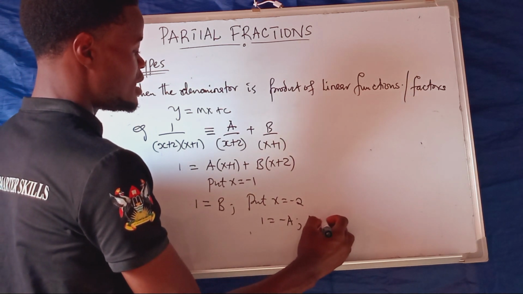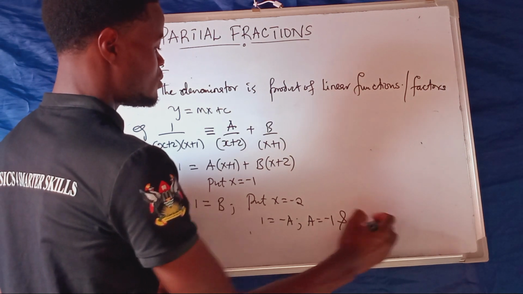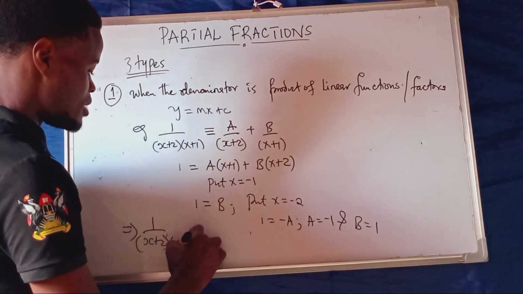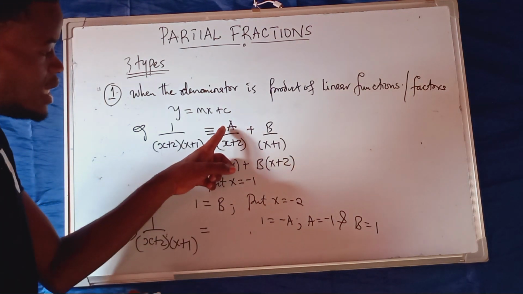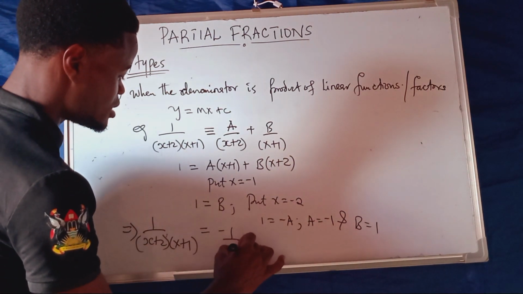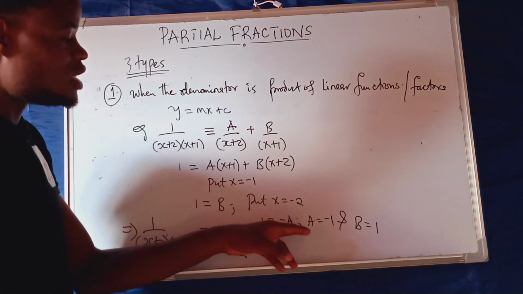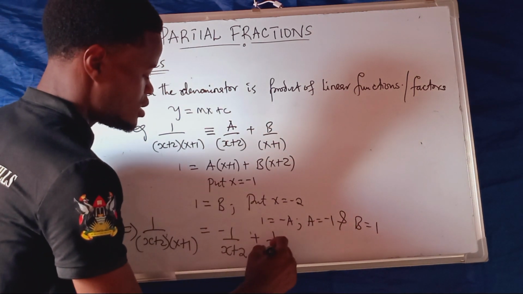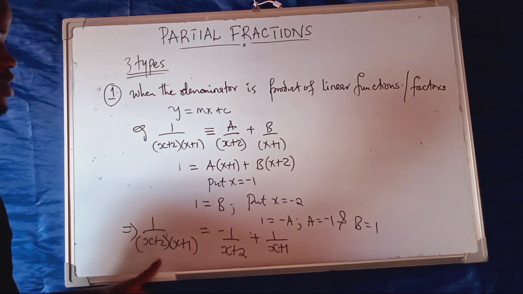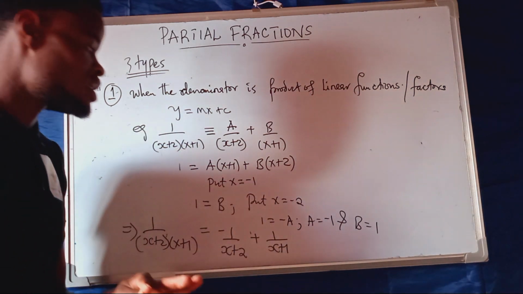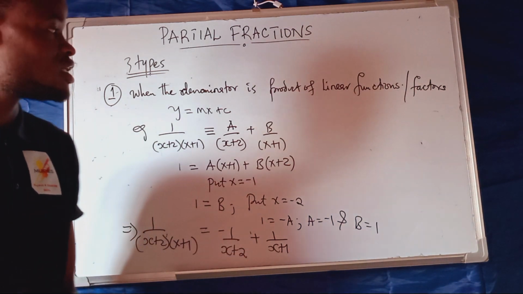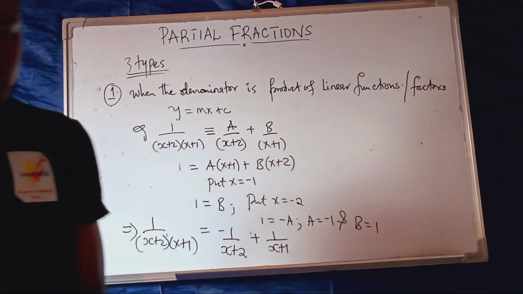So my A is minus 1 and B is 1, which implies that 1 over (x plus 2)(x plus 1) is equal to minus 1 over x plus 2, plus 1 over x plus 1. So I have managed to split this fraction into two partial fractions. If you want to check whether this satisfies the original, you can go ahead and check, and you find that it is satisfying it.